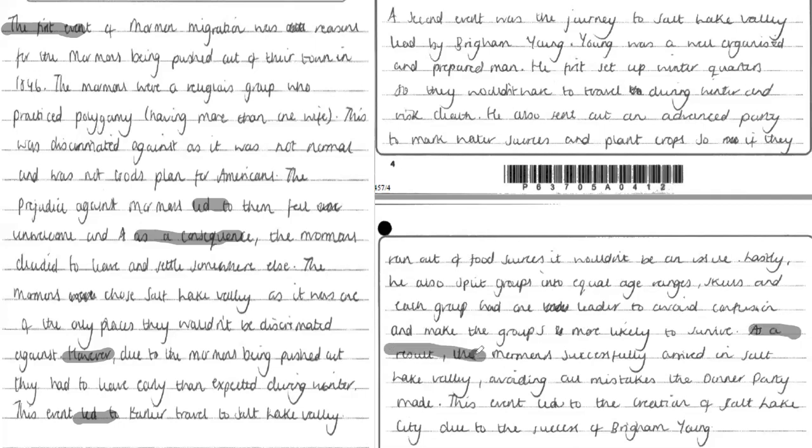As a result, the Mormons successfully arrived in Salt Lake Valley, avoiding all mistakes the Donner Party made. This event led to the creation of Salt Lake City due to the success of Brigham Young. Clear story, a clear narrative that shows how each event led to another. Keep the narrative account simple, with specific factual detail and in chronological order.